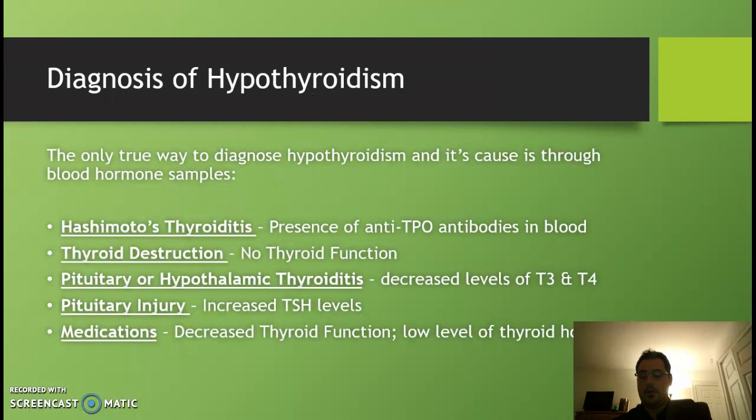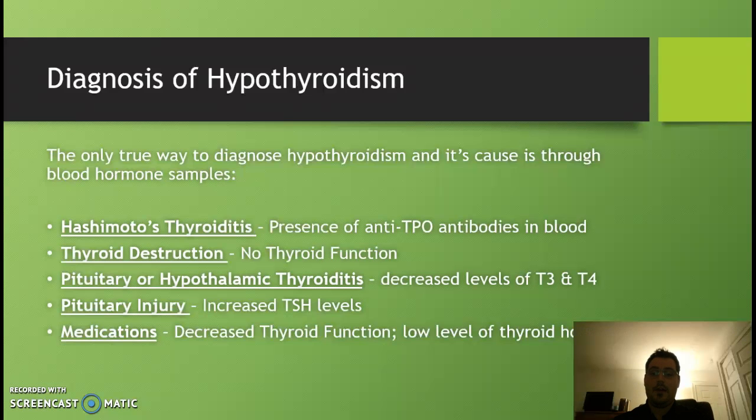The only way to diagnose hypothyroidism and its cause is through blood hormone samples. The autoimmune disease, Hashimoto's thyroiditis, can be diagnosed through the presence of anti-TPO antibodies in the blood. Anti-TPO are thyroid peroxidase. If the hypothyroidism is due to thyroid destruction, there will be no thyroid function found in the blood sample.